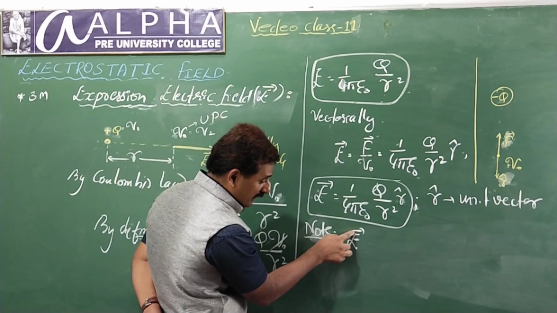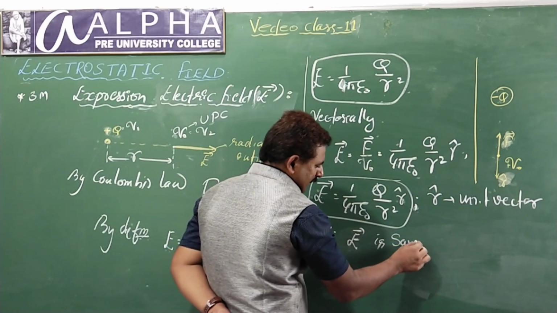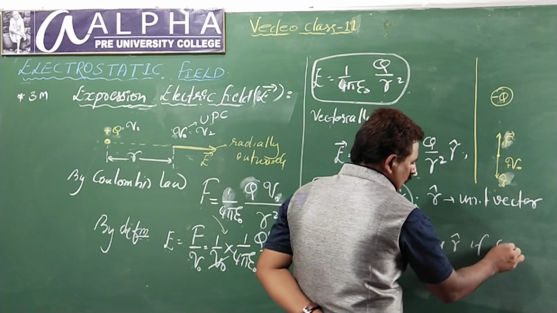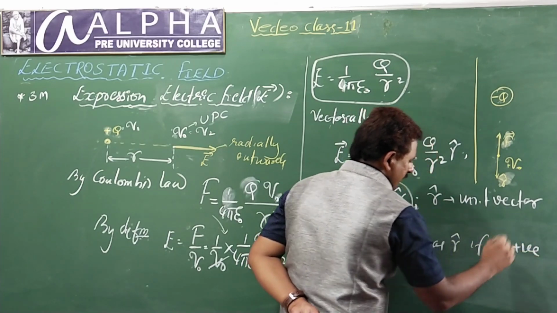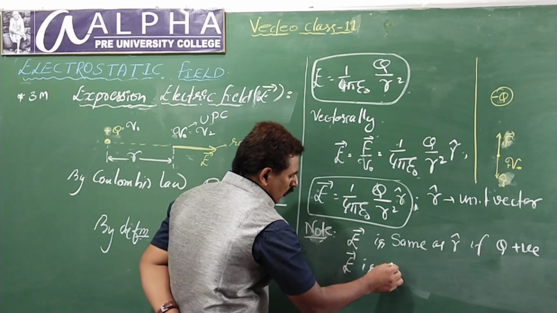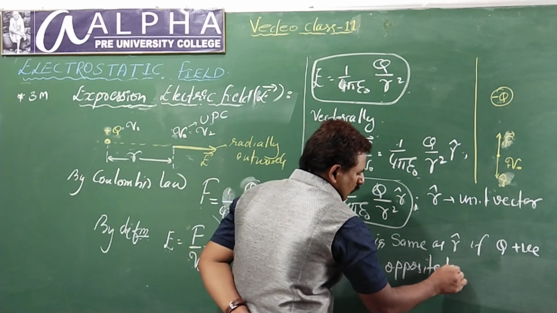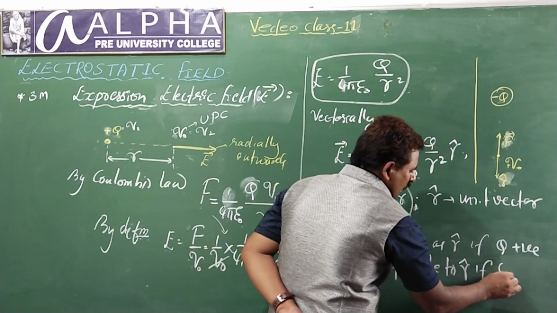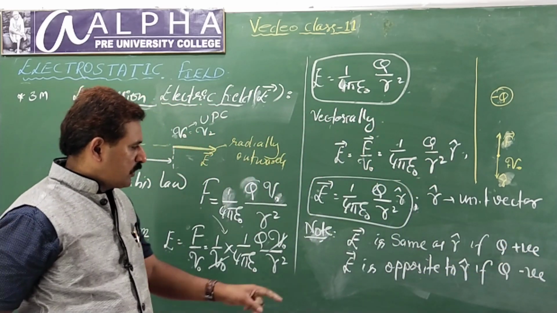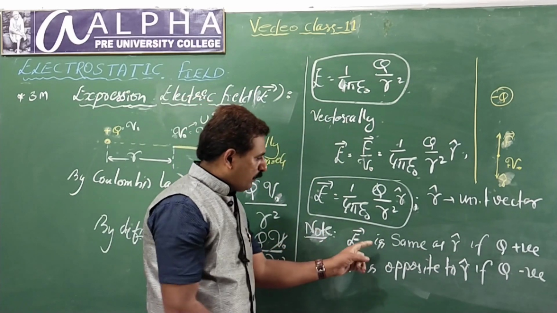If I write this way, the direction of E is the same as R cap if Q is positive, and the direction of E is opposite to R cap if Q is negative. If the source charge Q is negative, you have to show the electric field towards it, opposite to R.